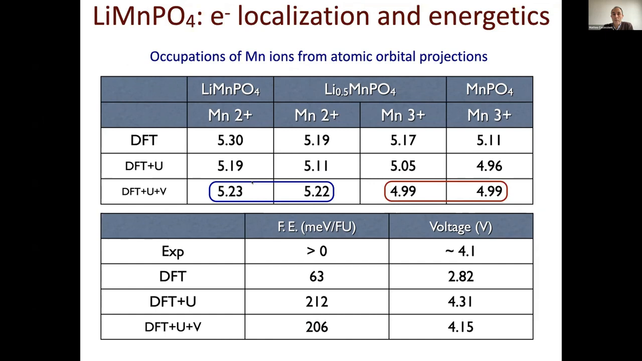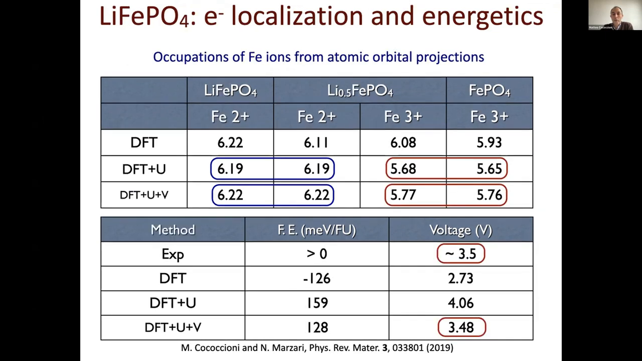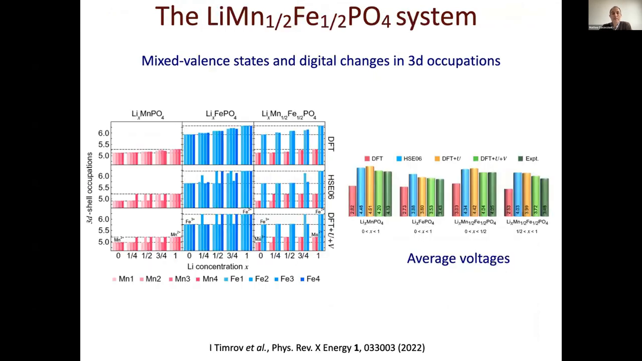What about the iron material? Well, the iron material that works already well with the +U works equally well with the +V, and that also refines quantitatively the prediction on the voltage. So it's a nice extension in the sense that it never worsens the prediction of the +U, only approximation, and occasionally does better.